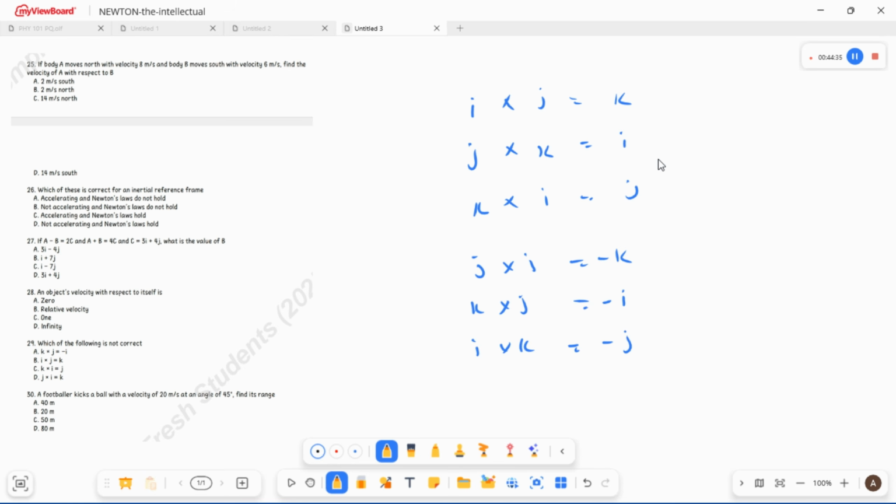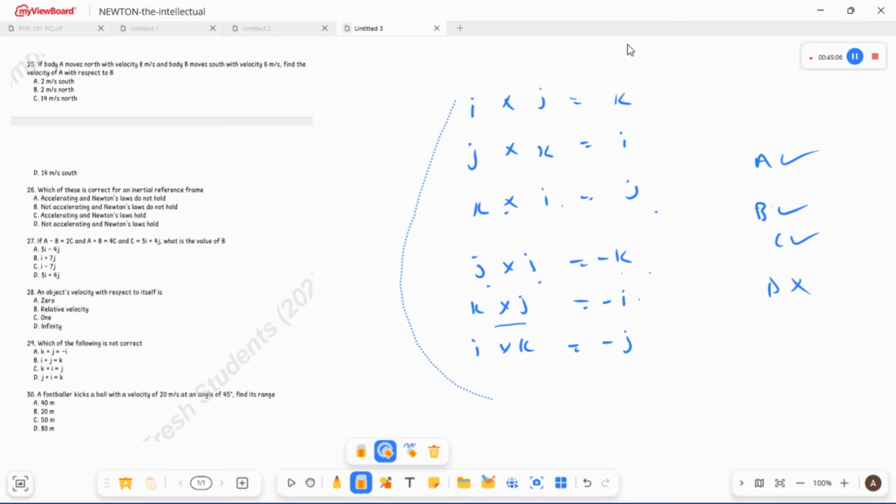Now let's check the options. Option A, we have K times J is equal to minus I. We have that here, so option A is correct. Option B, we have I times J is equal to K. That means option B is correct. Option C, we have K times I is equal to J. Then option C is correct. Then option D, we have J times I is equal to K. But J times I is equal to minus K, not K. So option D is wrong. Very, very simple stuff. Then we'll take our last question.